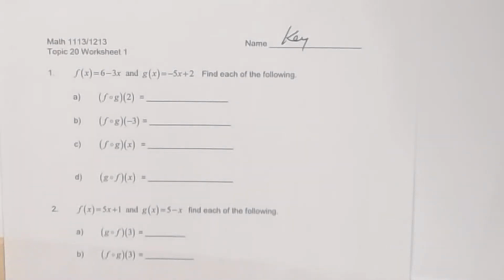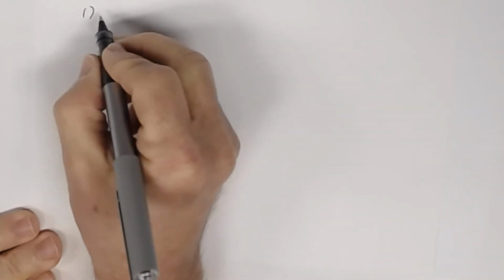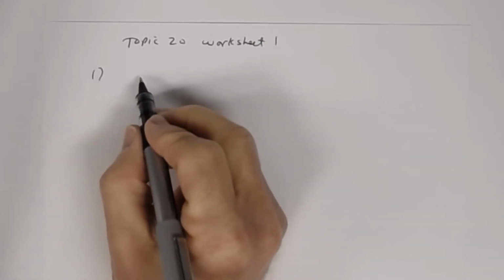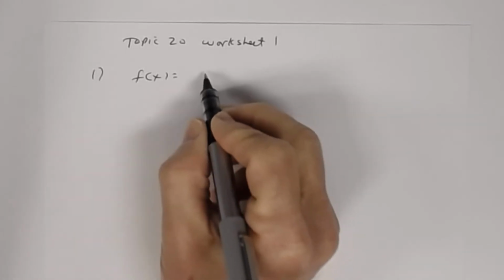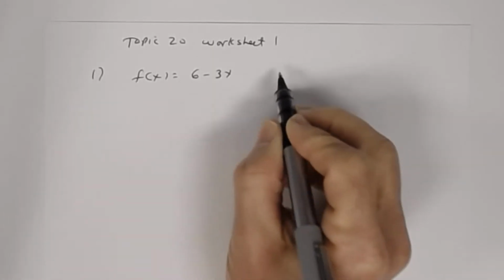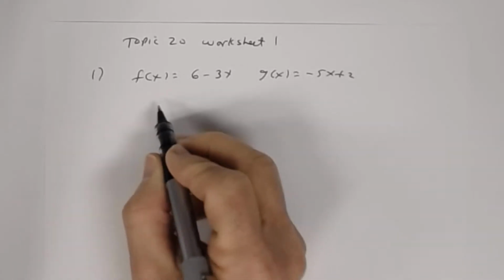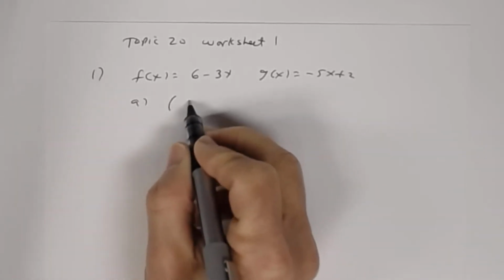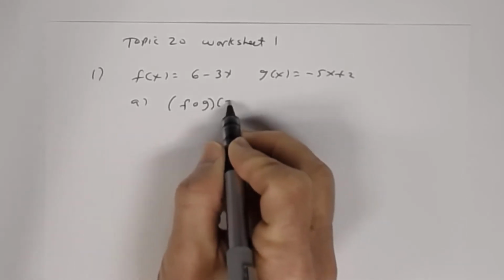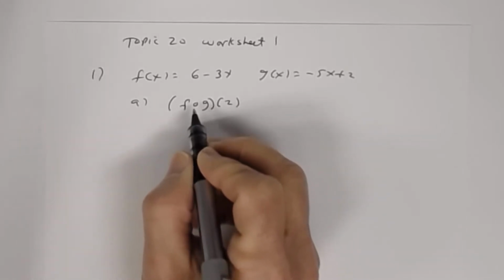Okay, so in topic 20, worksheet 1, that's where we're talking about compositions of functions. So let's look at number 1. In number 1, we have f of x is 6 minus 3x, and g of x is negative 5x plus 2. Now you have to remember that this notation right here, this open circle, means composition.